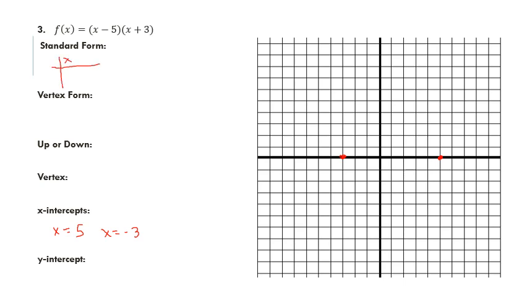Make your multiplication box. So I get x squared, -5x, 3x, -15. So x squared, -5 plus 3 makes -2x. And there's our standard form. Remember that the standard form gives us the y-intercept. So our y-intercept is at 0, -15.